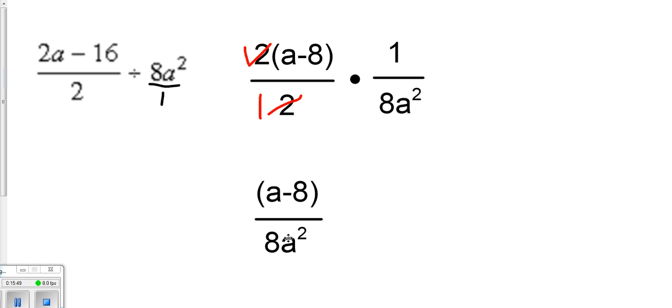Now these two can't cancel out, this a and the 8 and the 8, because this is a minus 8 all as one factor. You have to think of this as its own number. So the only thing that can cancel this out is another factor of a minus 8. So these are not the same thing. They can't cancel. This would be your final answer.